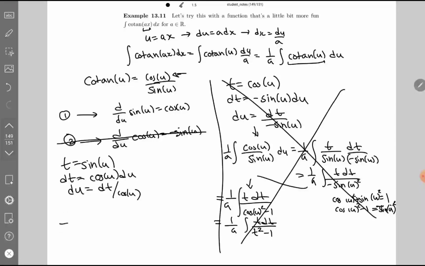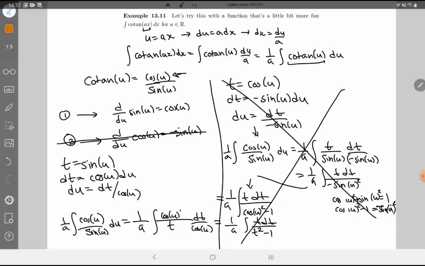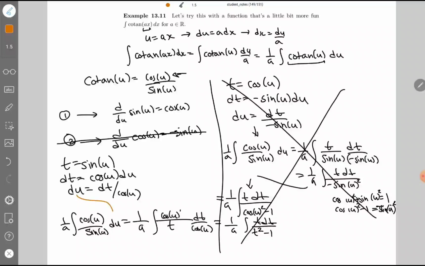And so here what we have is the integral, so let me rewrite this out. The integral of cosine of u over sine of u du. So here we have 1 over a. Cosine of u stays. I haven't touched this one. Sine of u in this case does become t. And du becomes dt over cosine of u. So this replaces this, and this replaces that.